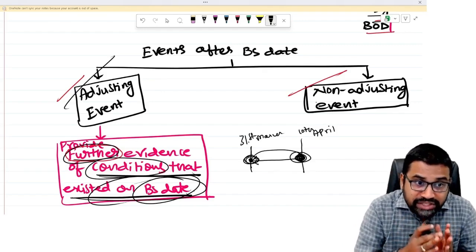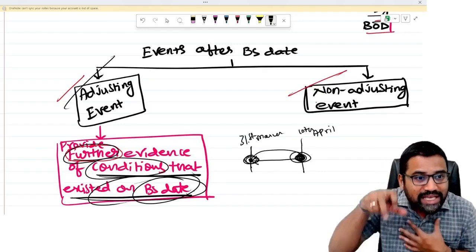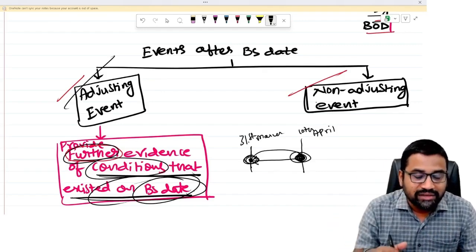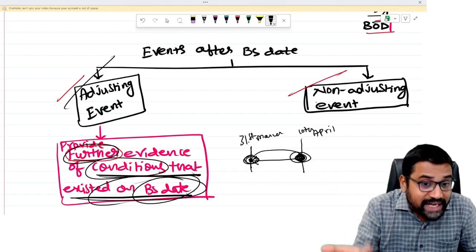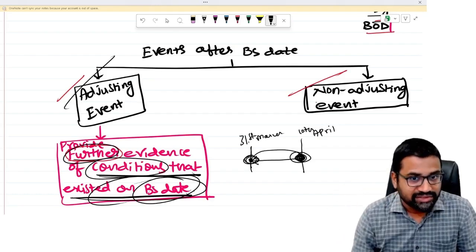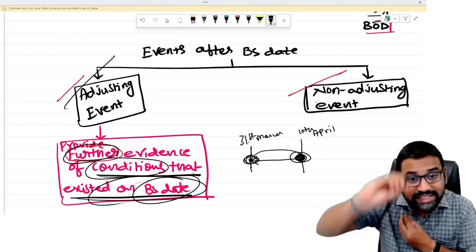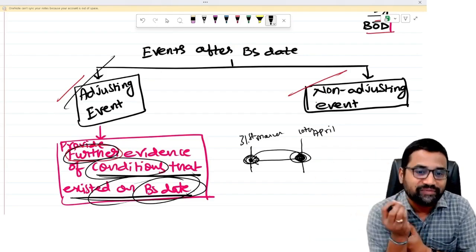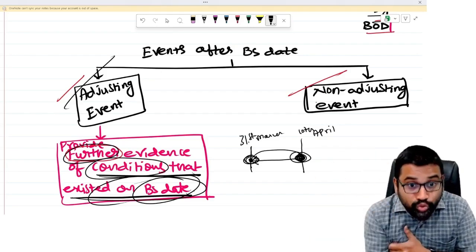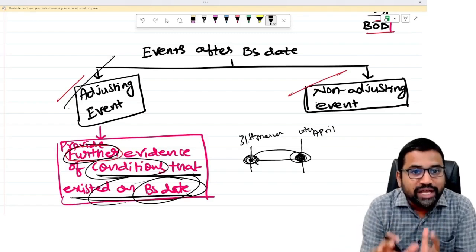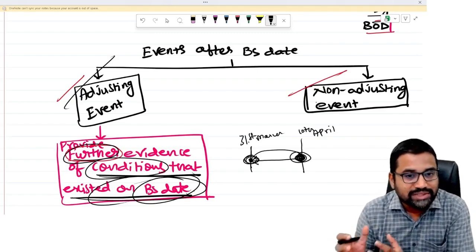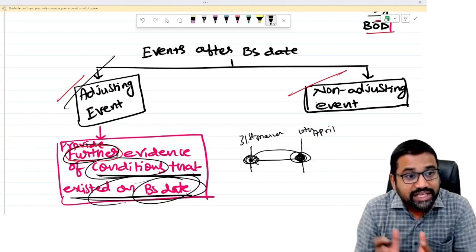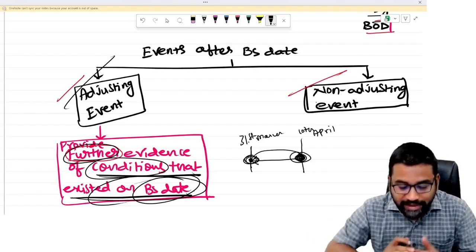So, on the balance sheet date, there must be a situation, there must be a condition, and in respect of that situation, we have some information or no information. But this subsequent event is providing further, additional, new information, which enables us to make one decision. That's why this is called an adjusting event. I will tell you the best example.